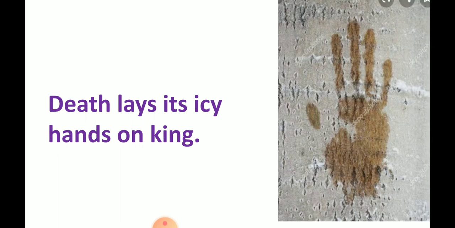Death lays its icy hands on the king. Now king also, this means king also dies. But death, have we seen death anywhere? We have seen a dead person, but we haven't seen death anywhere coming. So death is an abstract idea and it is given a human quality of having icy hands. So abstract ideas, or objects when they are given a human quality, it is said to be personification. I hope personification is clear now.